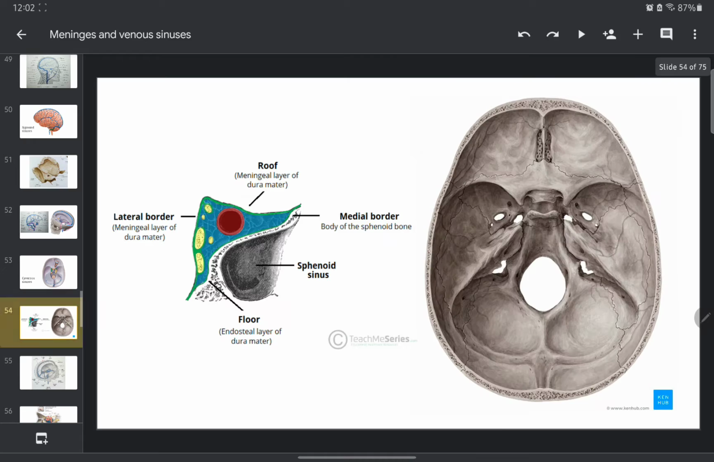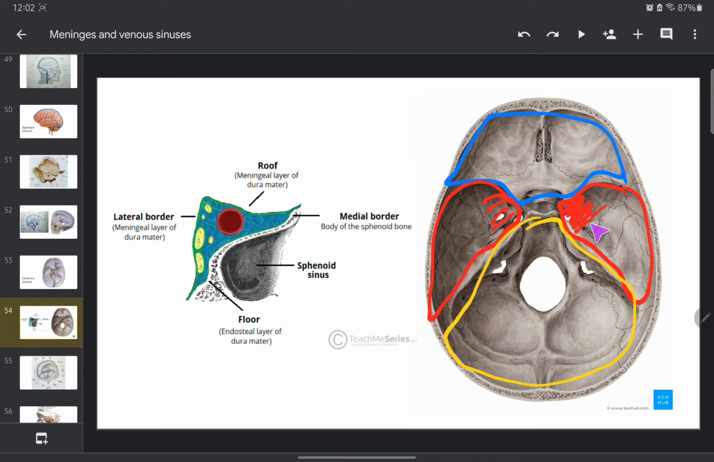First, the location. It is related to the middle cranial fossa. This is the anterior cranial fossa. This one in red is the middle cranial fossa, which is our interest right now. And this one here is the posterior cranial fossa. Now it is located in the red part, in the middle cranial fossa, specifically here at this area.